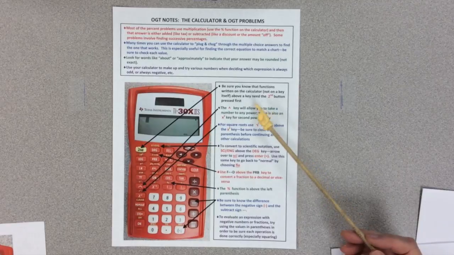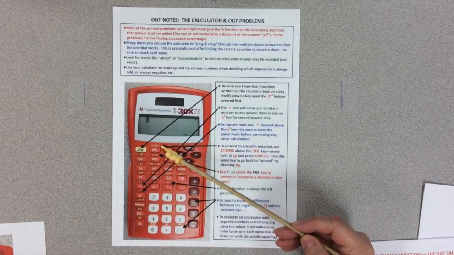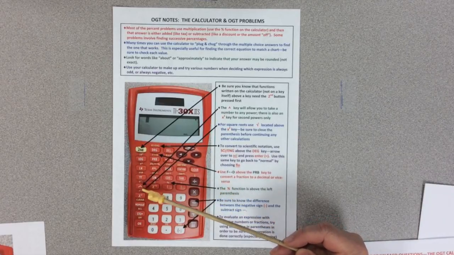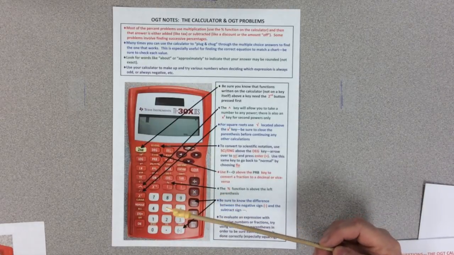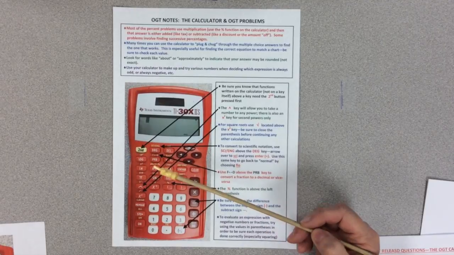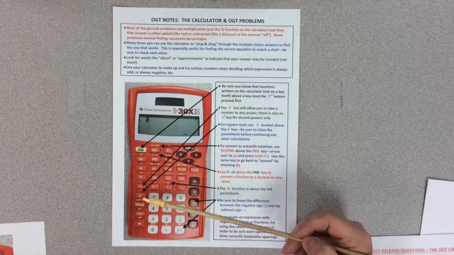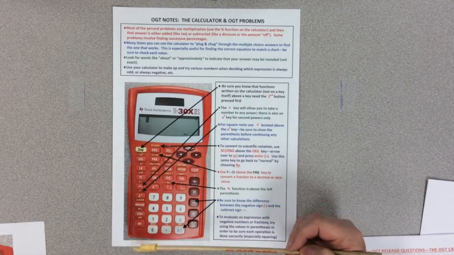Be sure you know that functions written on the calculator, like SCI, ENG, F to D, the square root symbol, percent sign, etc. Anything written on the calculator, not on a key, needs the second function. Those are also written in yellow, and the ones on the keys are written in white. So make sure you know when to press second first.